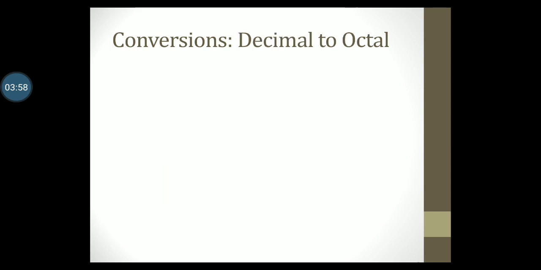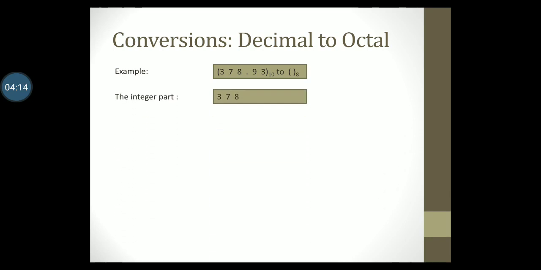Now let's look at how to convert a decimal number to octal. Let's take an example. 378.93 to the base 10 converted to octal. Let us deal with the integer part of the number 378. Just like converting decimal to binary where we do successive division by 2, you can refer to the double-double method. We can convert a decimal number to octal by doing successive divisions by 8 and recording the remainder.